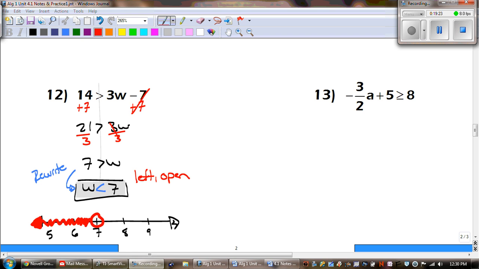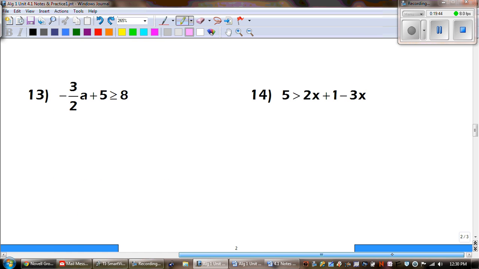Okay, so the first thing that we did was add 7 to both sides, divide by 3, and my variable's on the right-hand side, so I had to rewrite that. The inequality symbol was pointing at the W, so you got to make sure that it's still pointing at the W. And there's my graph. All right, number 13.